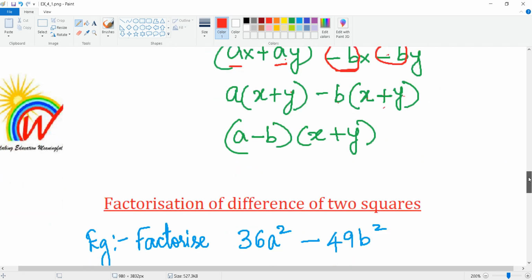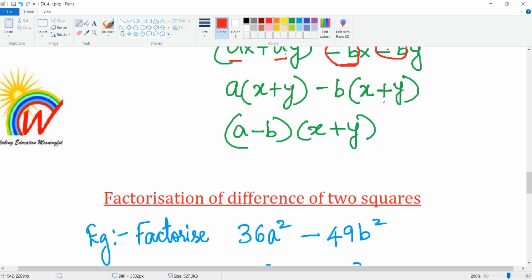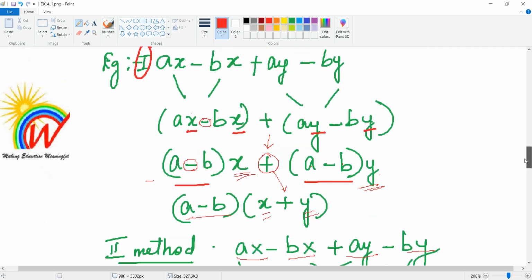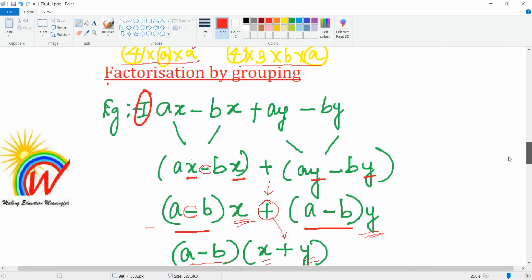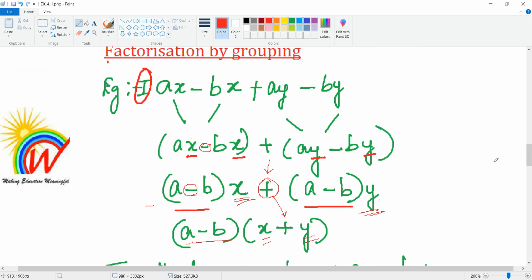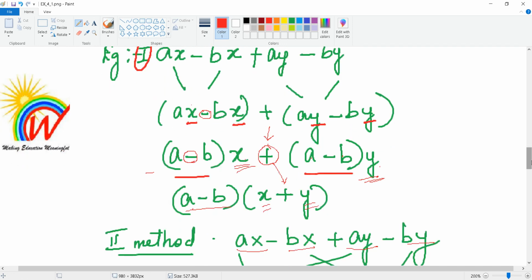Now here x plus y and x plus y are common, so write x plus y, and from here a and from here b, so write down a minus b, with the minus sign. So that is how you get the same answer by both the methods. So this is factorization by grouping. When do we group it? When we have more than two or three terms where you can't have a common factor in all of them, but you have a common factor in certain terms, in one or two. In that case you can group them and then solve it. So this is the second way of grouping.